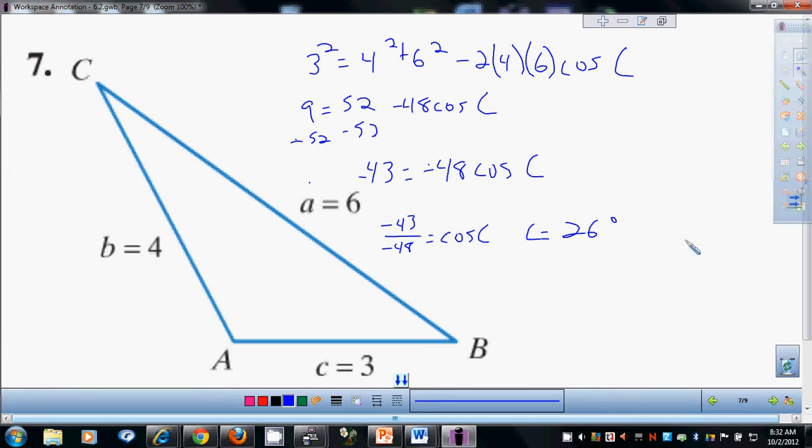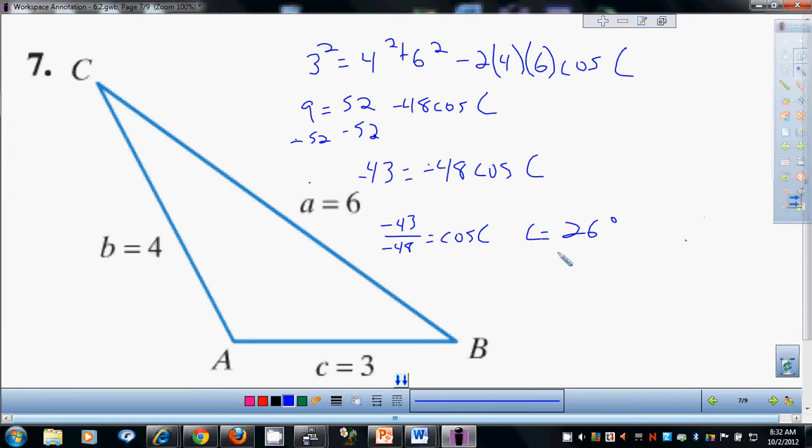Here's the angle C that I got. If that in any way looks different than your work or answer, raise your hand. I'd be more than happy to come take a look at that for you. If not, then let's finish this problem up.